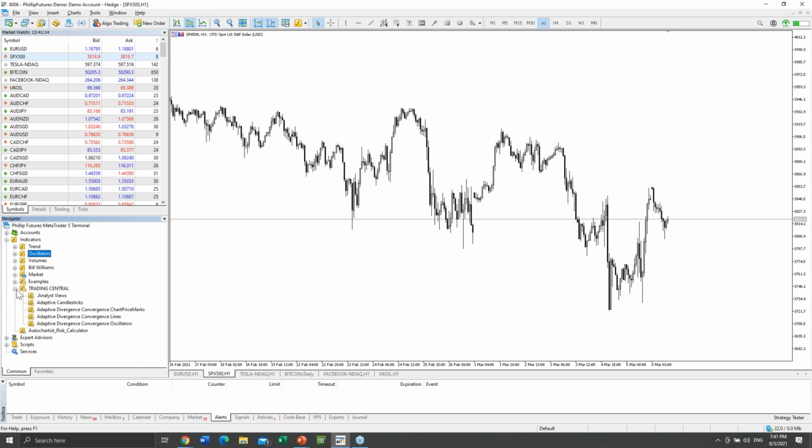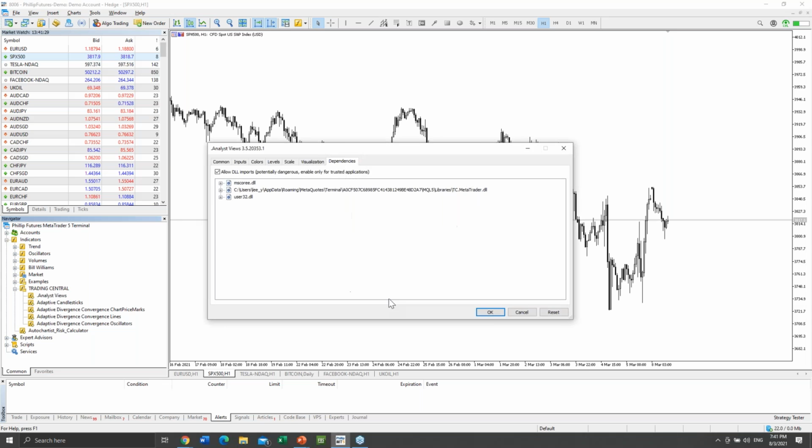It is currently completely free for all live users. So there is no fee for using these trading tools at all. You just have to download them on our website, where later I'll show you guys. So just a quick example of analyst view.